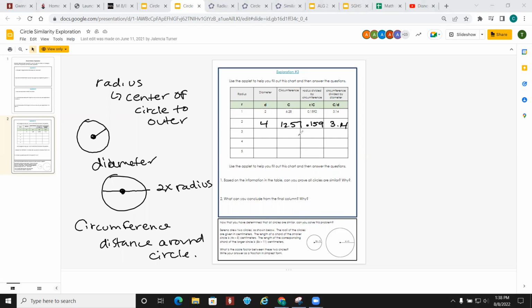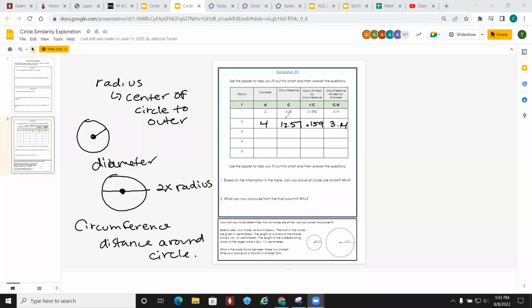What I want you to do is spend a little bit of time filling in this chart, and then we'll talk about what the answers are. Yep, you're filling it in on your paper. Let's talk. For diameter, all you're going to do is take the radius and multiply by 2. So that's going to give you 6, 8, and 10, right?